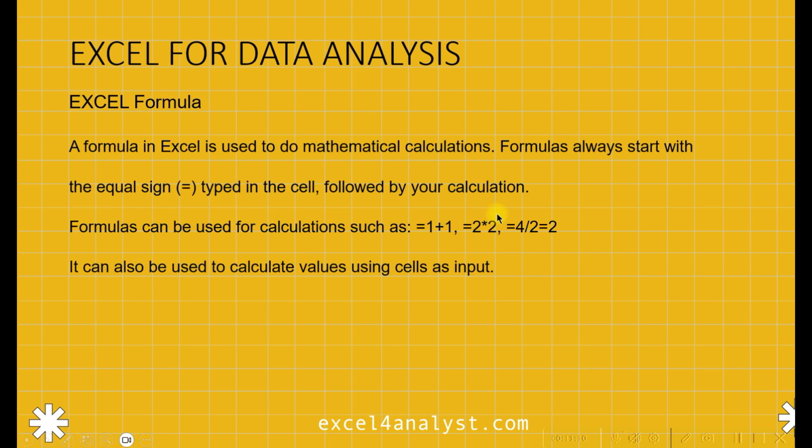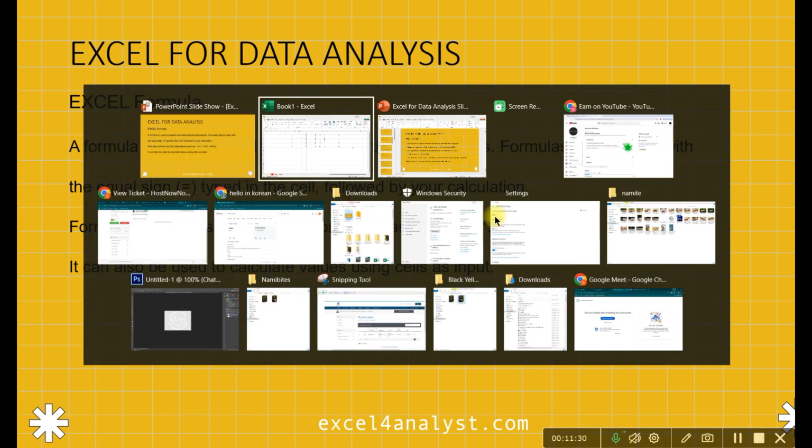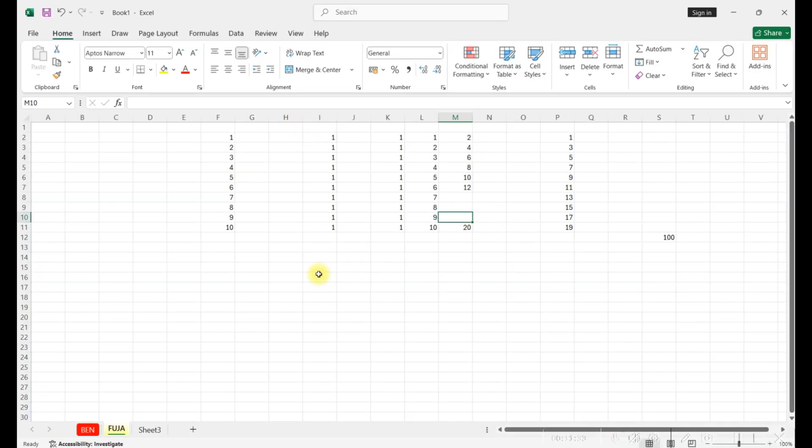Okay, now let's go further on Excel formulas. We said formulas are used for mathematical calculation and they always start with the equal sign. Formulas can be used such as equal to 1 plus 1, 2 times 2 and the rest. They can also be used to calculate values using cells as input. So I can also decide to do something like this when it comes to calculation.